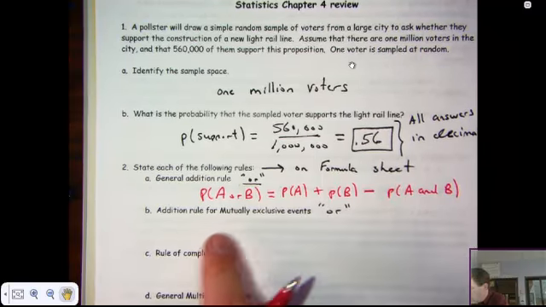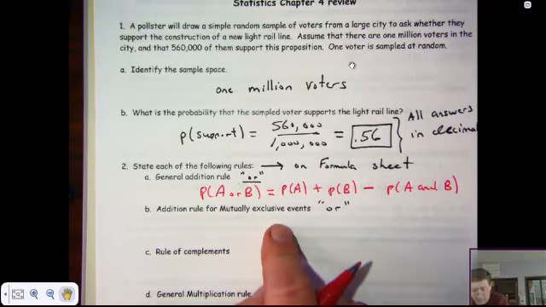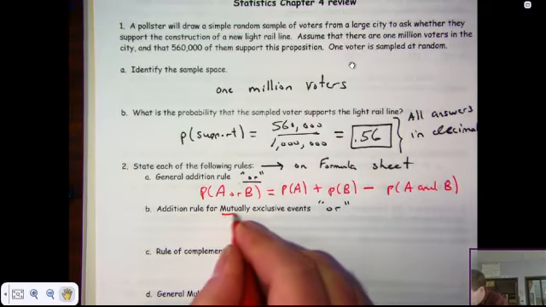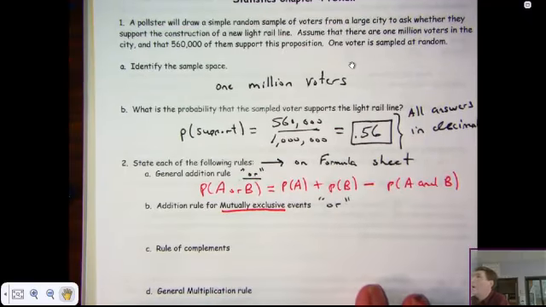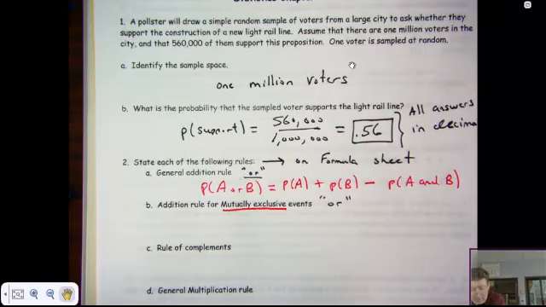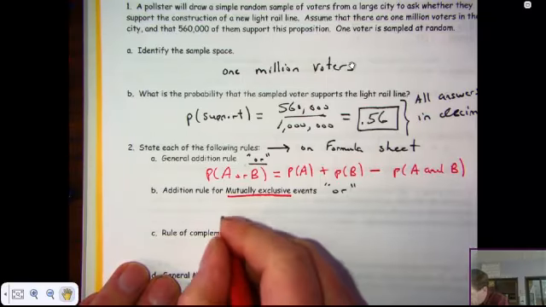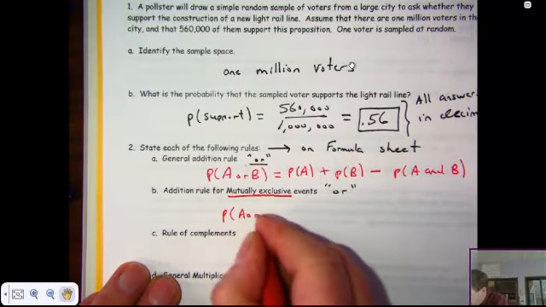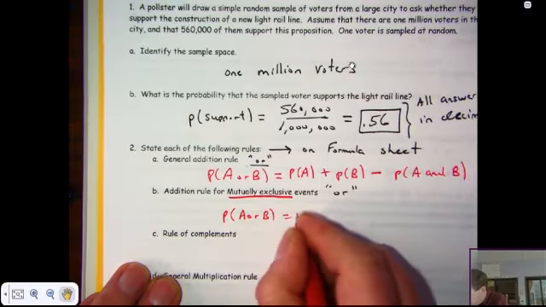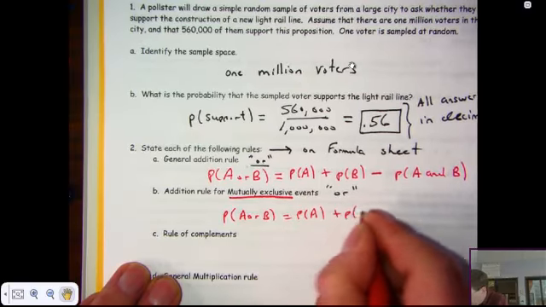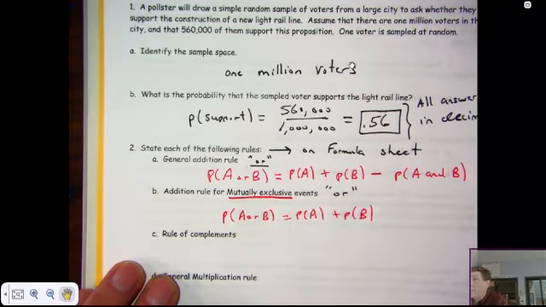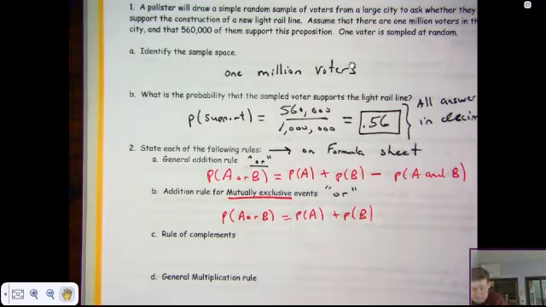Now, on this one, if they're mutually exclusive, that means they can't happen at the same time. So that would be if I say I'm going to draw a card out of a deck, what's the probability of getting an ace or a king? And of course, we call those mutually exclusive events. They can't happen at the same time. This time, the probability of A or B is simply the probability of A plus the probability of B. And of course, there's nothing to subtract because the probability of them happening at the same time is 0.